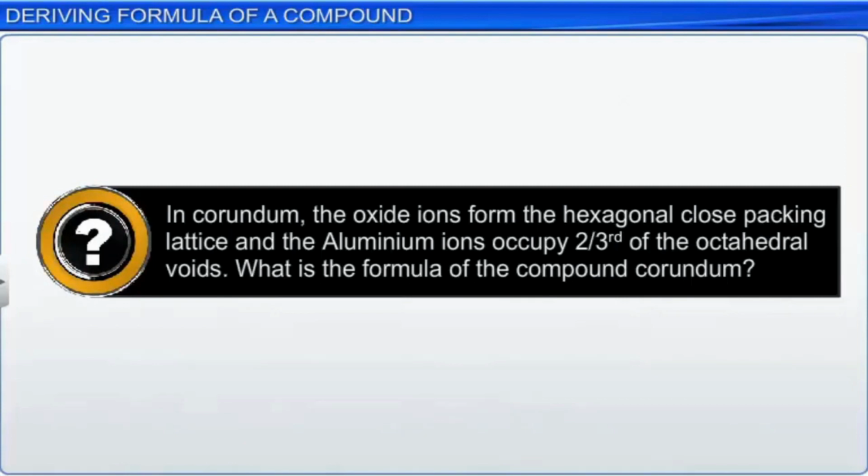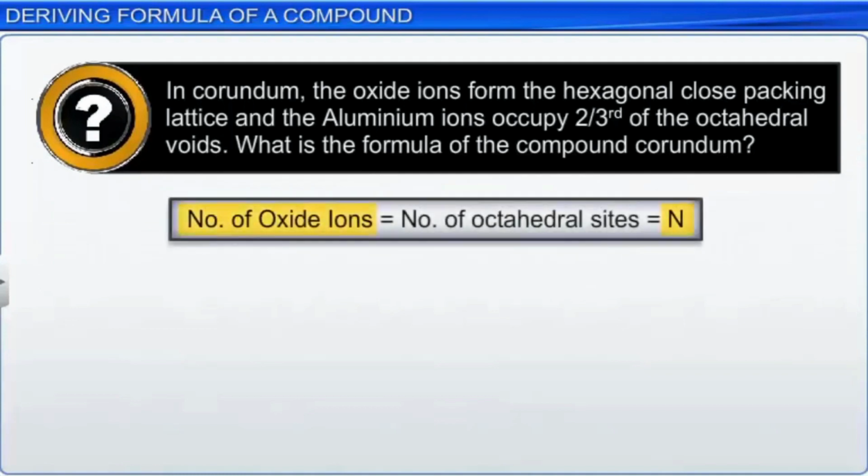In corundum, the oxide ions form the hexagonal close packing lattice, and the aluminium ions occupy 2/3 of the octahedral voids. What is the formula of the compound corundum? You already know that the number of octahedral sites in a cubic close packing is the same as the number of constituent particles. Now, if n oxide ions form the crystalline lattice, the number of available octahedral sites is also n.